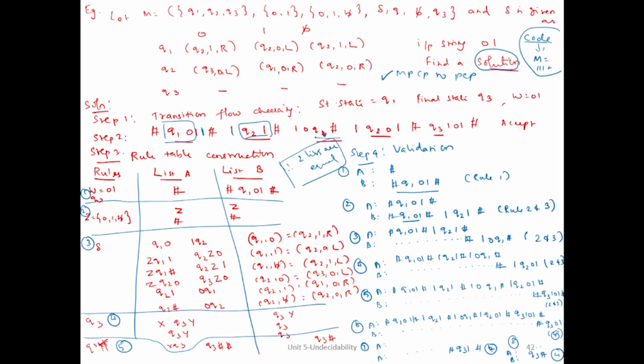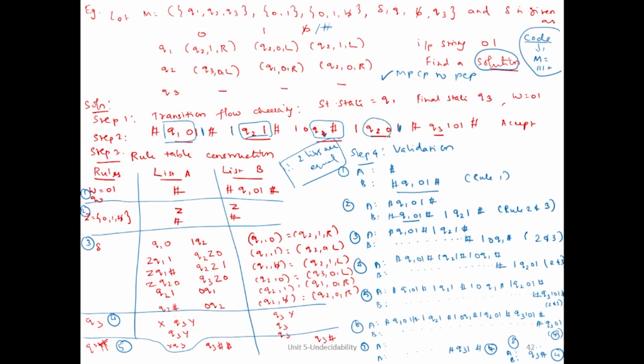Now I want to check Q1 hash from the table. Q1 hash means blank space, so you can represent it as either blank space or hash. Instead of hash you write 1, and Q2 should be written on the left side of 1. So instead of hash I write 1, and Q2 should be written on the left side. The left side value is 0, so at the left of 0 I am writing Q2.